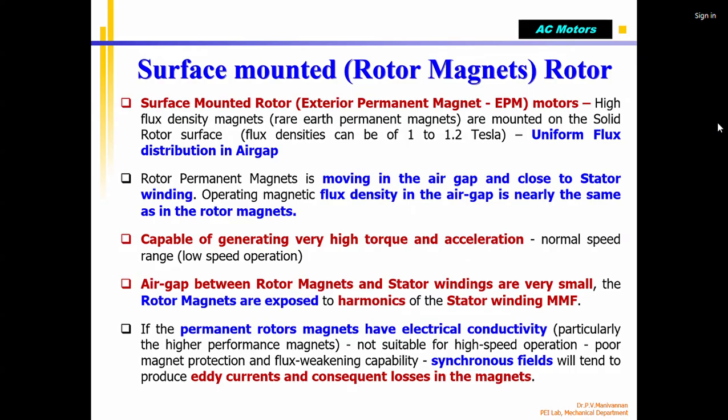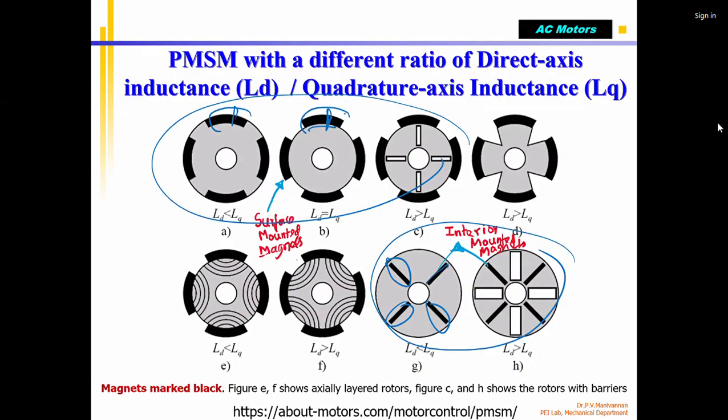Please see that in parameter, this one, the flux density is same. Another thing, the problem with the surface mounted, correct, is the magnets. The air gap between the stator winding and the rotor is very small. Because of that, the magnets, which magnet? The rotor magnets, these magnets will be cutting the stator magnetic flux.